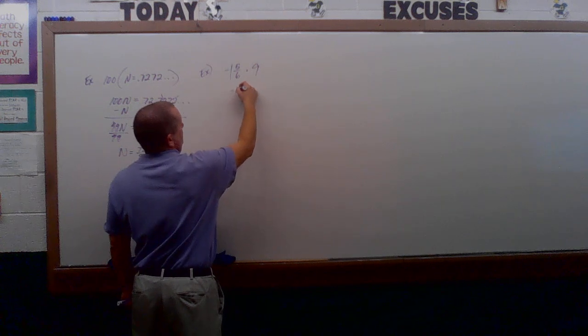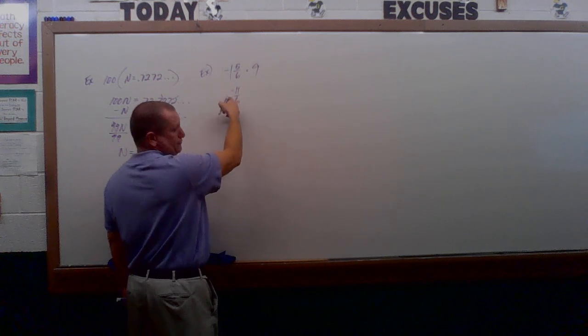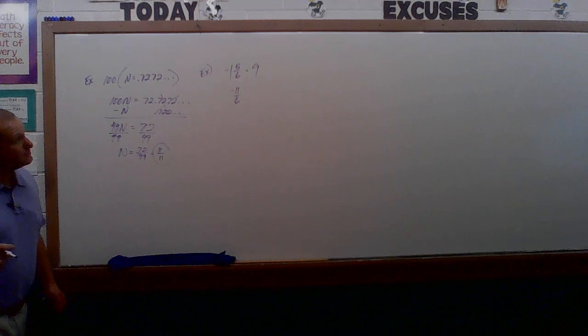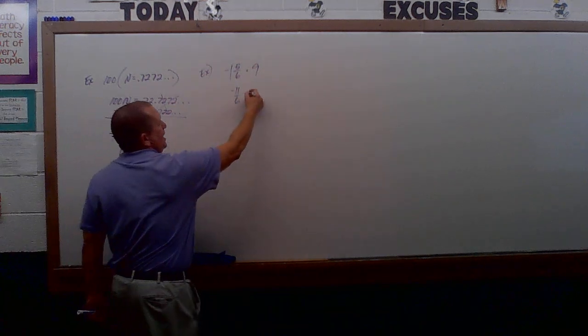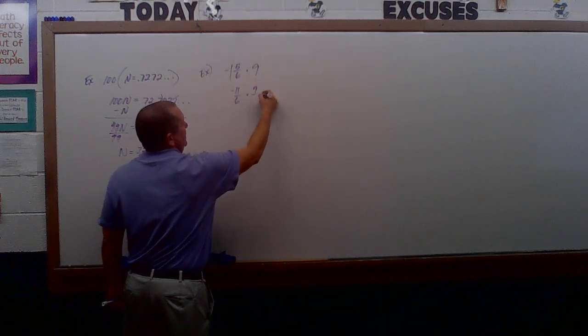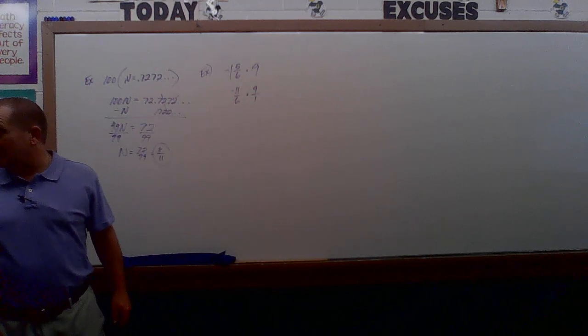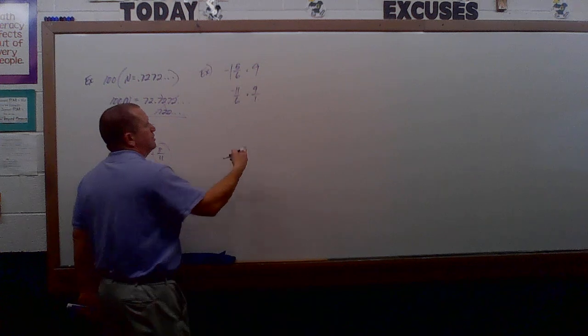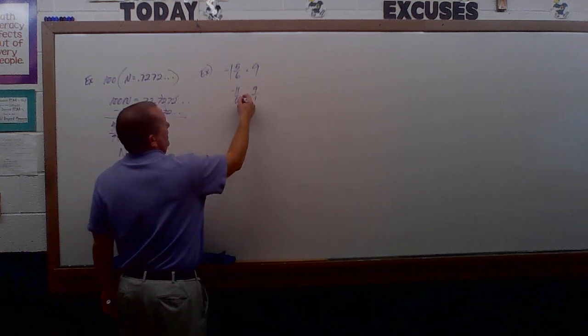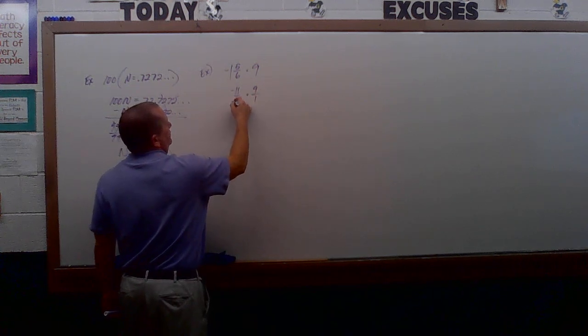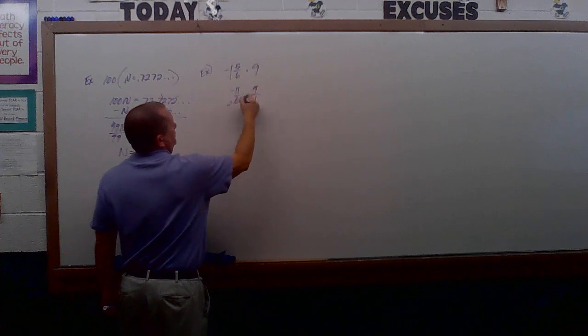11/6. Negative 11 over 6. Again, I can put that negative on the top or the bottom. It doesn't matter. Okay? And then times 9. And because 9 is a whole number, I can always make it into a fraction by putting it over 1. Now I'm ready to what? Reduce. 6 and 9 can be taken out of, or what can be taken out of? 3. So we get 2 and 3.